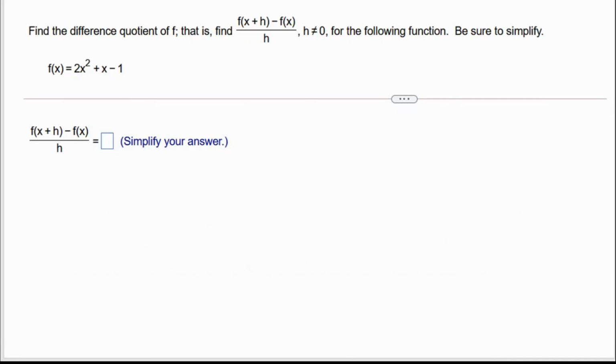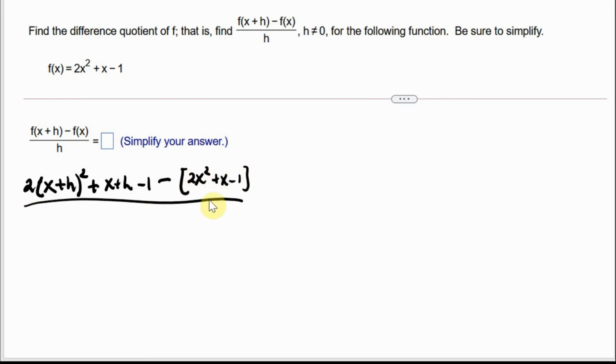One more, and let me just pick the last one to do, because this is more into it. Probably won't finish it, because of the time, but we can take a stab at it. So here, this becomes 2 times parentheses, wherever I see x, I'm gonna put x plus h to be squared, plus x, but this becomes x plus h, minus 1, and then now minus the function f of x, minus the brackets 2x squared plus x minus 1. That's all over h. So we simplify this.